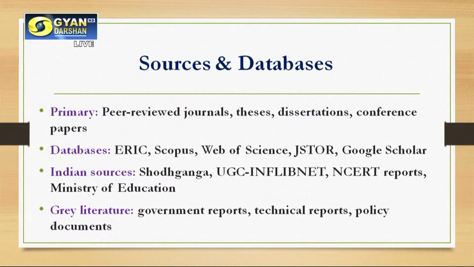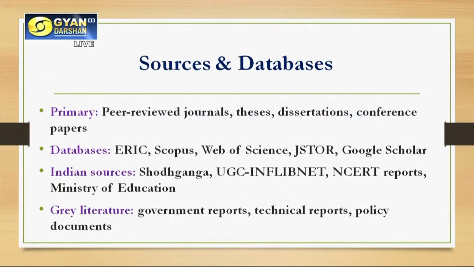See, when we plan to do the RRL, we always think of where we will get the idea about the research work conducted on the variable that you have selected. So we have to think of where the sources can come from, which sources are available so that I can search and find out. Now, as you see on the slide, there are primary sources: peer-reviewed journals, theses, dissertations, conference papers. Few I have quoted, it doesn't end with that.